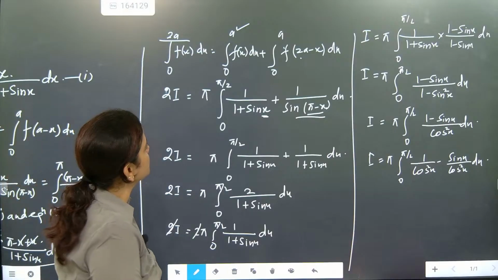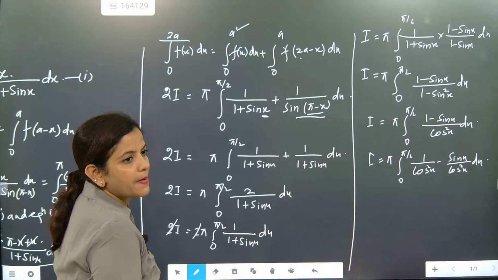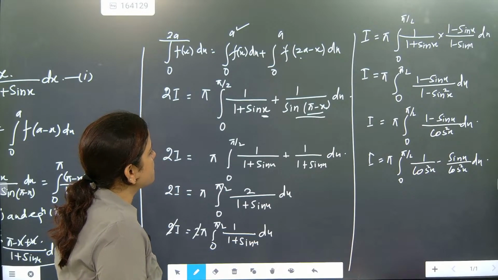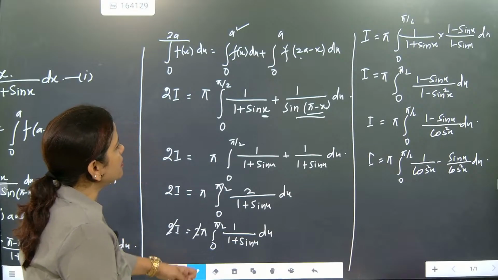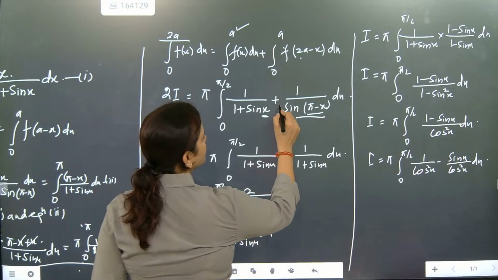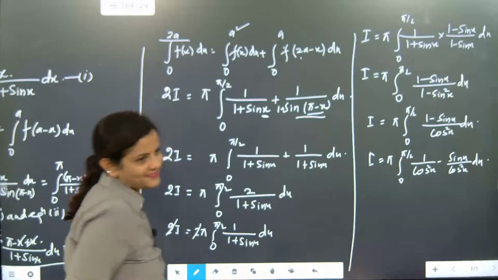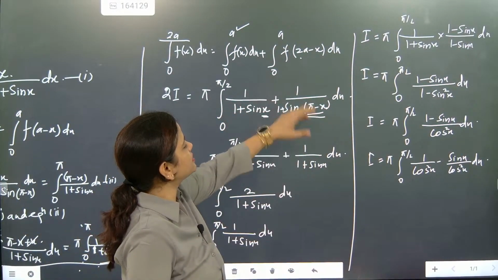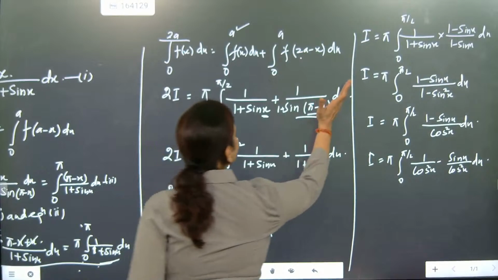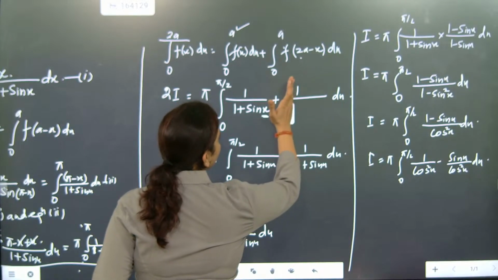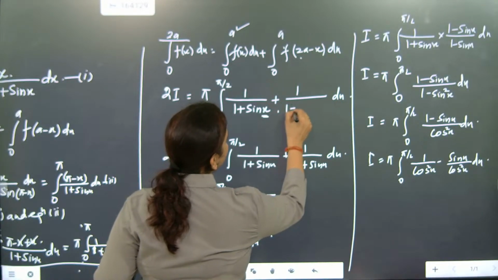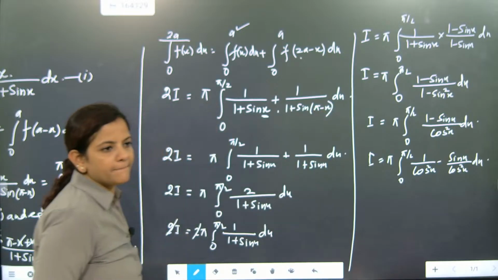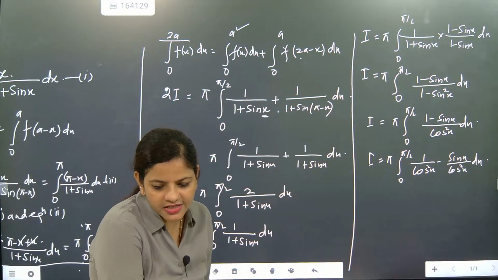In 1 by sin of pi minus x, the next step it becomes 1 divided by 1 plus sin x. Yes beta, here it will be 1 plus. Sorry, I left that step. That's correct only. 1 by 1 plus sin x plus 1 by, I'll just change a little bit. That section will remain the same only. Got it. 1 by 1 plus sin x, absolutely.